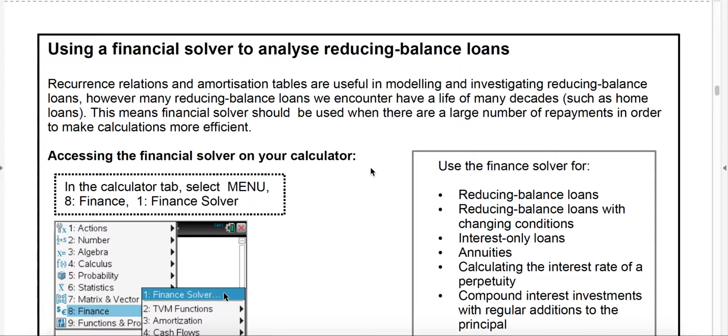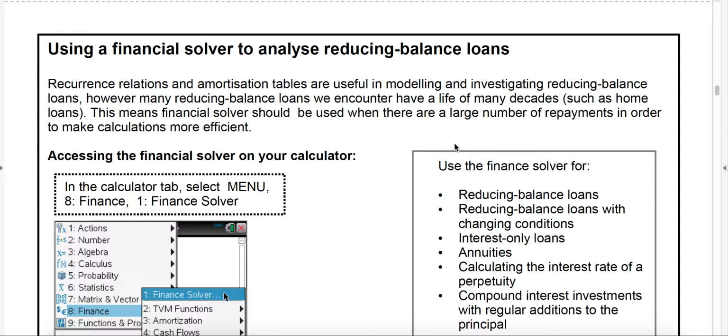Welcome Year 12s to this next chapter, which is looking at the financial solver, which is a really handy tool in this topic, and you're going to find you're going to be using it extensively from now onwards. So we have used a recurrence relation so far to model reducing balance loans. We've also used an amortization table, but this is a really speedy way of doing all the calculations, I guess, that we would be required to do should we analyse one of these loans. And the financial solver will allow us to do this more efficiently.